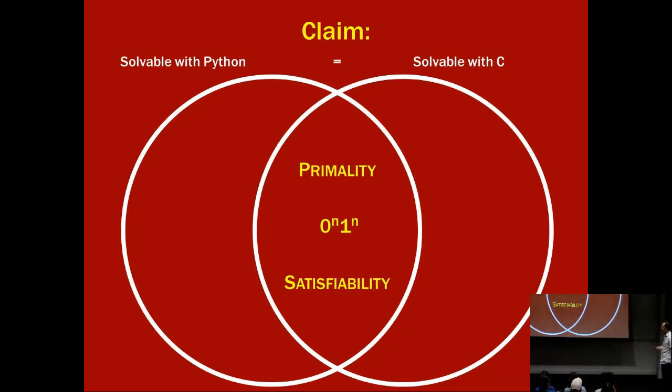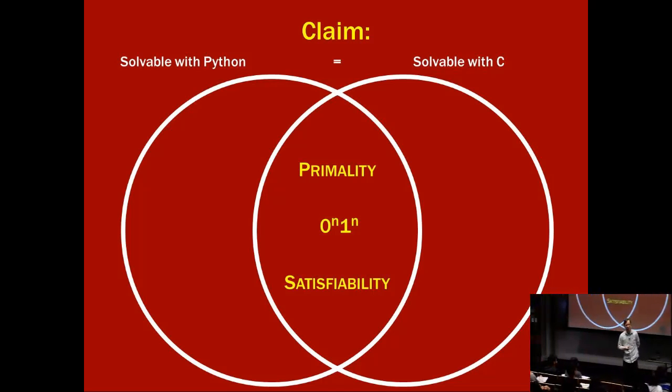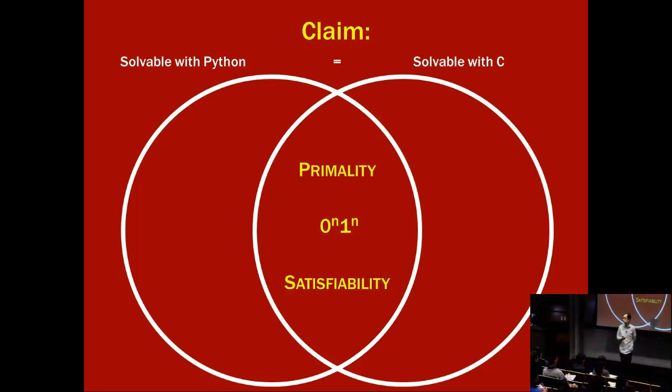So one thing I want to ask you now is, do you think this is a real Venn diagram in the sense that it has 3 distinct parts? Are there things that you can solve with Python that you can't solve with C, or vice versa? Anybody say yes or no? Yeah? OK, we have one vote for the same. Anybody want to take the opposing position?